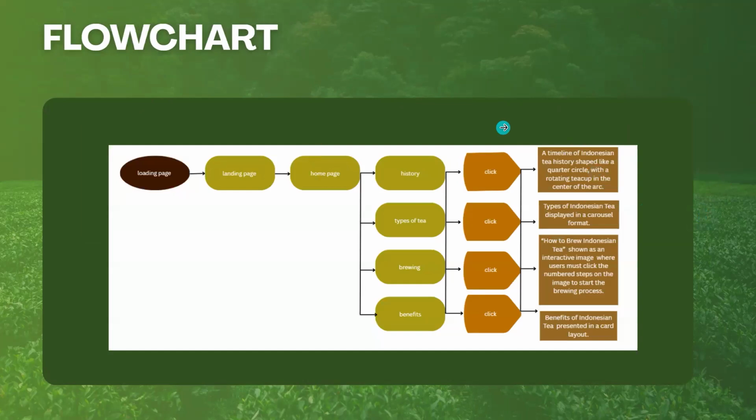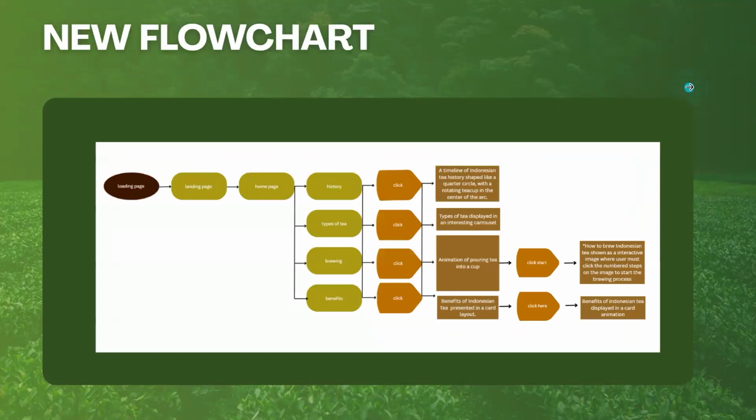Okay, next is the flowchart. So actually, I already created a new flowchart because based on the feedback, I must improve my website and make the design better. So this is the new flowchart. We will start with the loading page, and after the loading page, it will automatically go to the landing page. On the landing page, there will be a slide animation for the typography, and then there will be a button. We can click the button and then we will go to the home page.